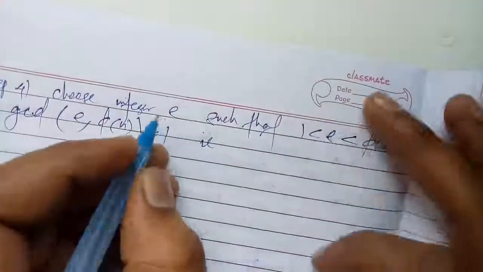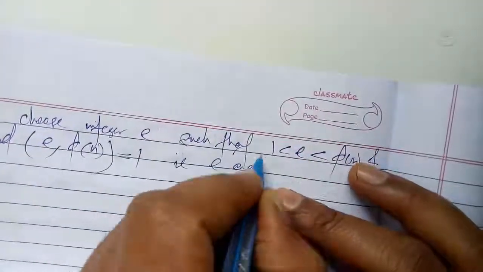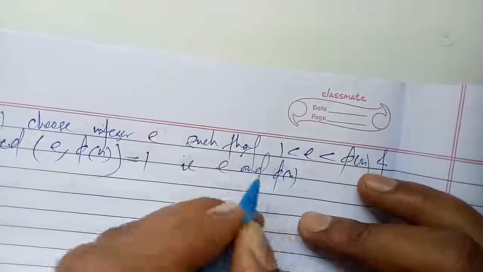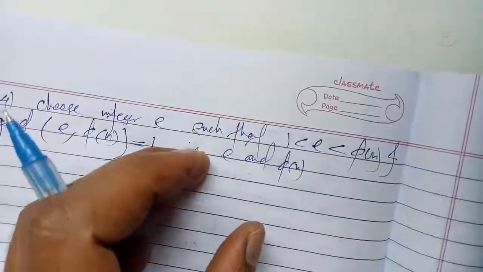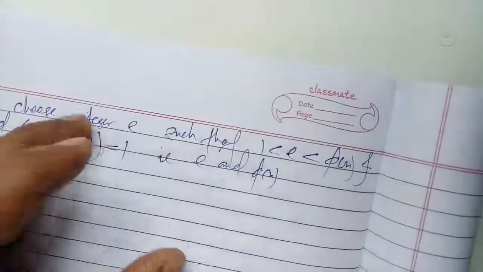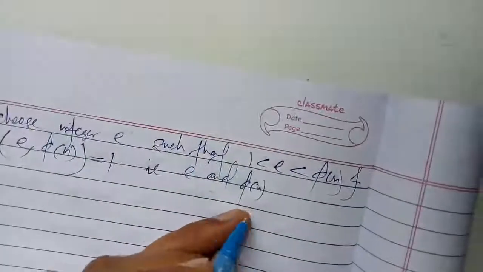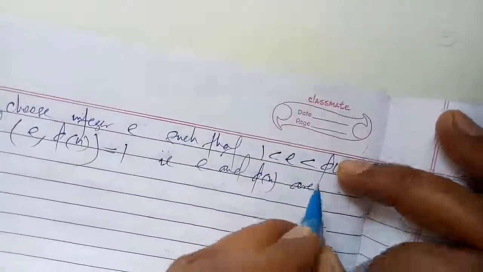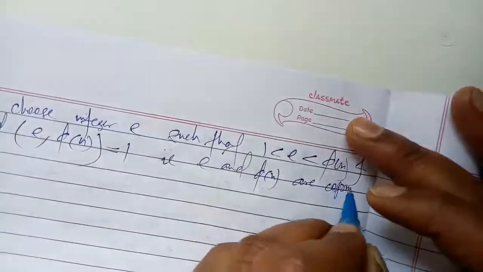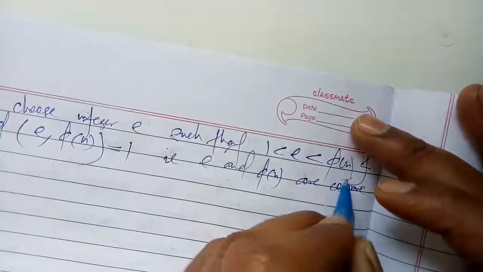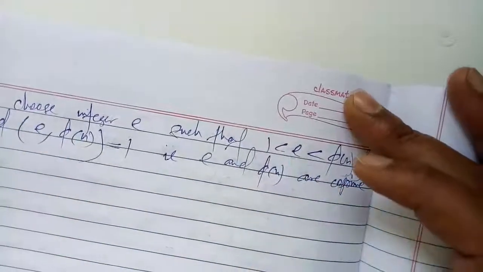Relatively prime means the values of small e and phi n are co-primes. If the GCD of two numbers is 1, then those two numbers are relatively prime, that is, co-prime.